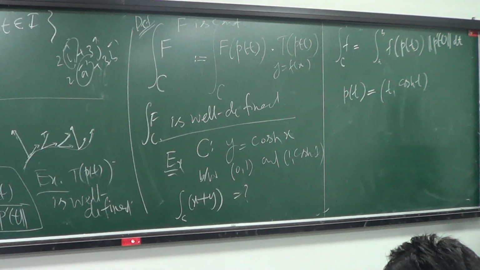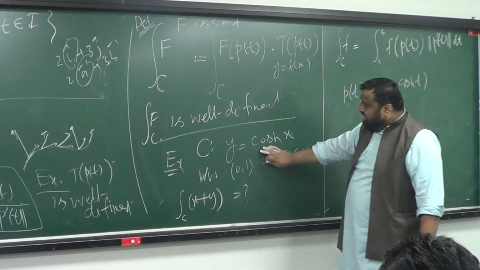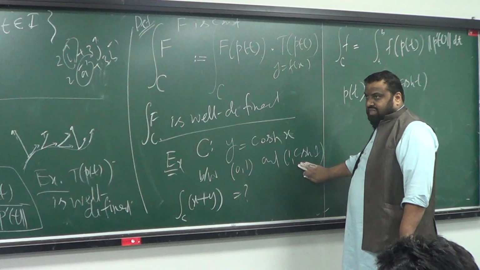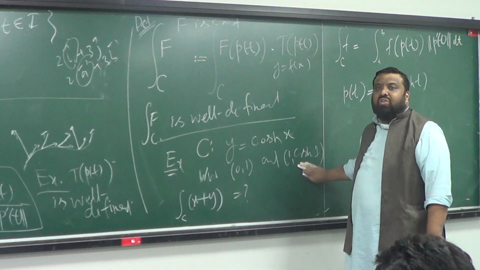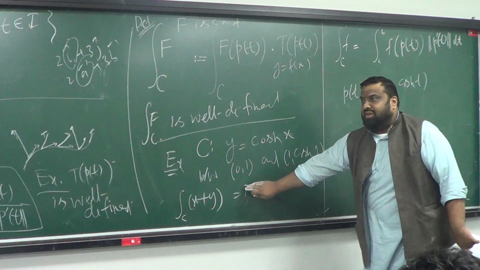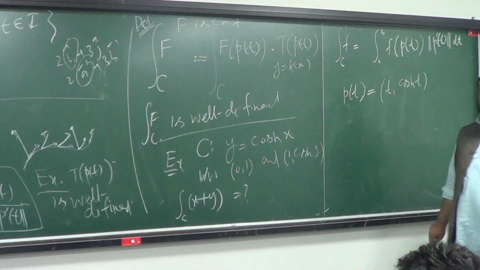And I'm saying that I want this curve, but from this point to this point. The question: for what value of t will this turn out to be this number, and this turn out to be this number?